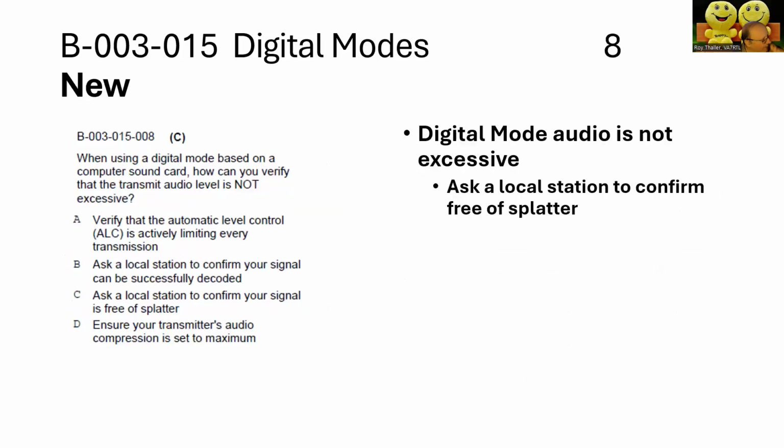A new question. So this is one of these not questions. When using a digital mode based on a computer sound card, how can you verify that the transmit audio level is not excessive? So the way you can do that is ask a local station to confirm your signal is free from splatter.